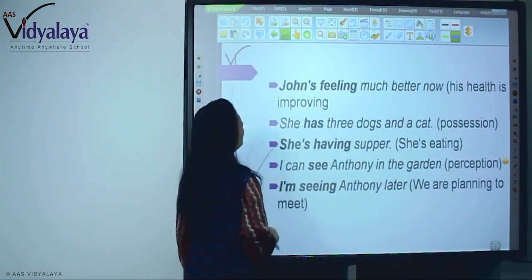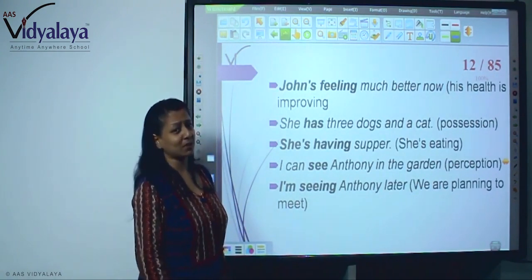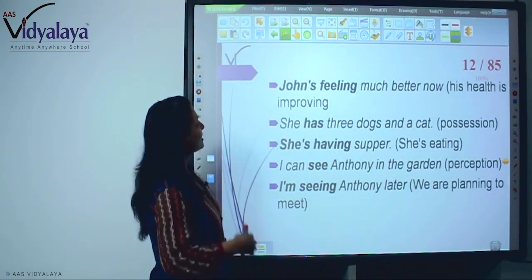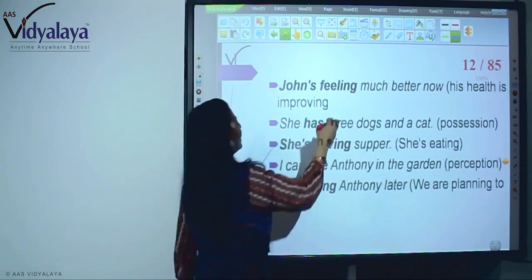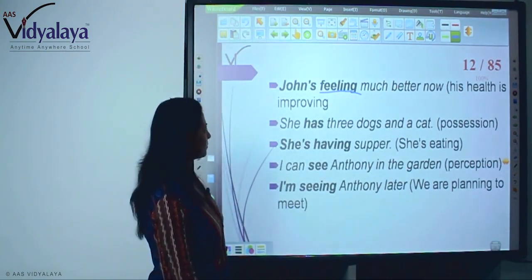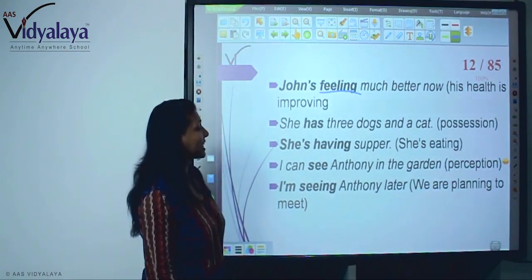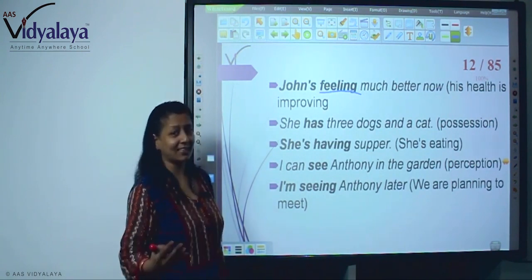So, here John is feeling much better now. That is, his health is improving. So, here the present participle has a different meaning. Right? She has 3 dogs and a cat. Here it is possession. And she is having supper. That means she is eating.